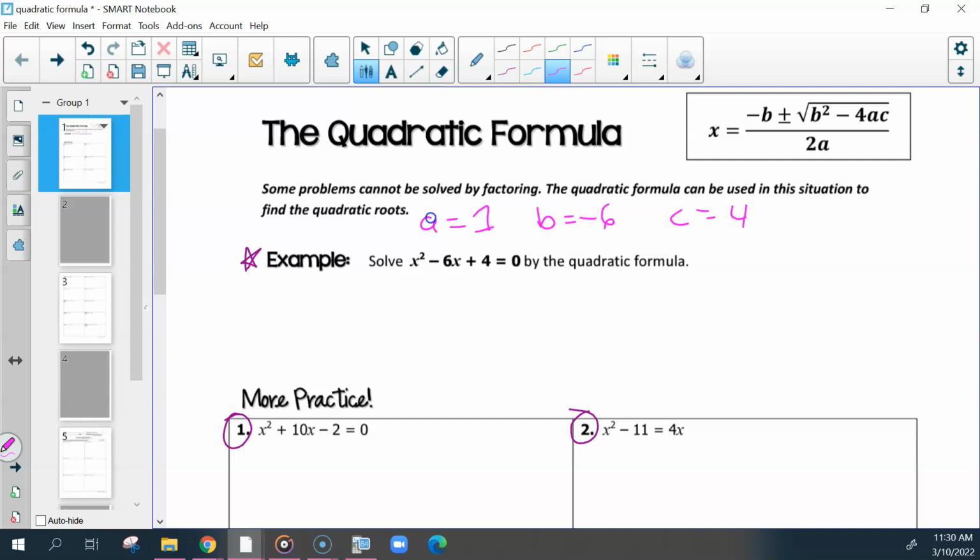You're going to do that for every single one of these. Label your A, B, and C's. Once we have those 3, we're going to use the quadratic formula. Always a number. Never the variable. Don't get confused. Don't ever think it's x. It's always a number. If nothing is in front of the x, it's 1. Or if it's a negative x, it's negative 1.